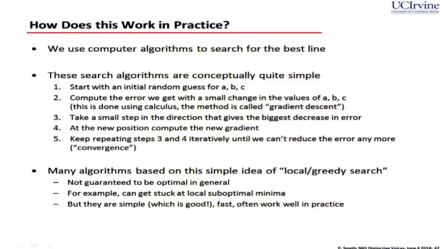Then you locally compute the error. What will happen if I do a small change in the values? I just perturb them. This is done using calculus. So you get to use your calculus, very cool. It's a method called gradient descent.